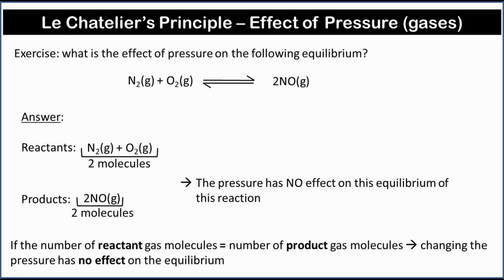The pressure has no effect on this equilibrium. Conclusion: if the number of reactant gas molecules is equal to the number of product gas molecules, then changing the pressure has no effect on the equilibrium.